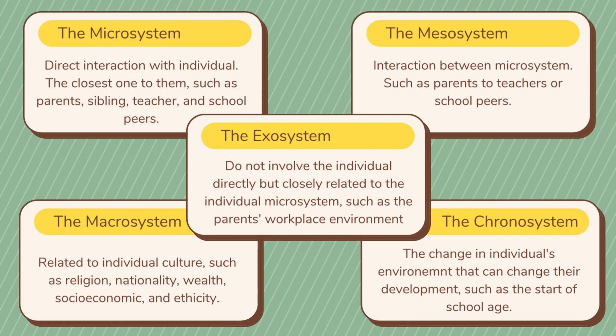The last system is the chronosystem. In this final system, it is related to the environment change which suddenly occur in the children's life. For example, when they start the school age, they are already used to live in their safe zone at home, and suddenly they have to go to school, meeting new friends, meeting new teacher, and so on and so forth. The other example is maybe their parents have to move to another city, so the children need to adapt to their new environment, including the neighbors, school, friends, and also the culture itself.